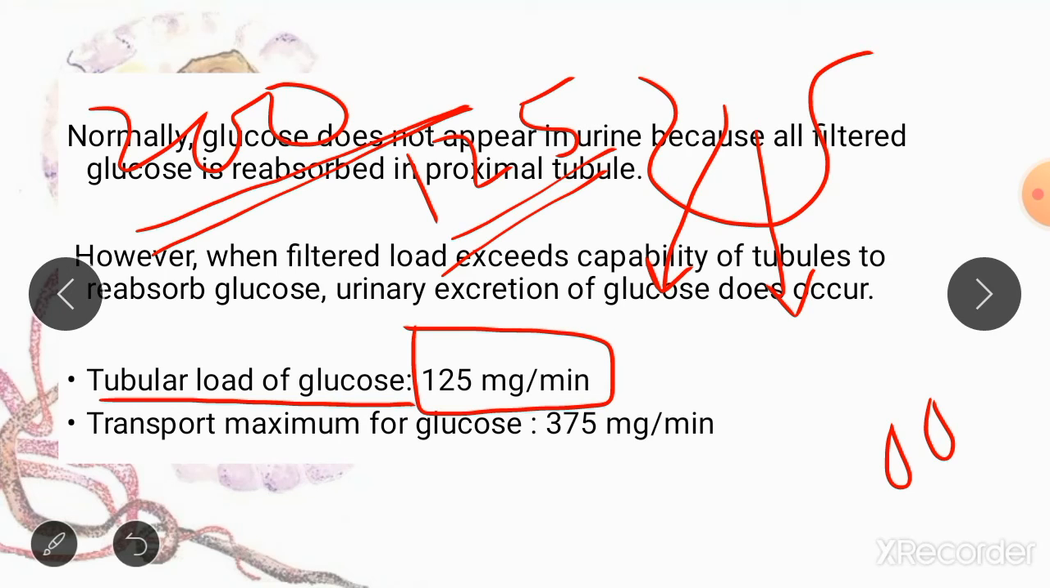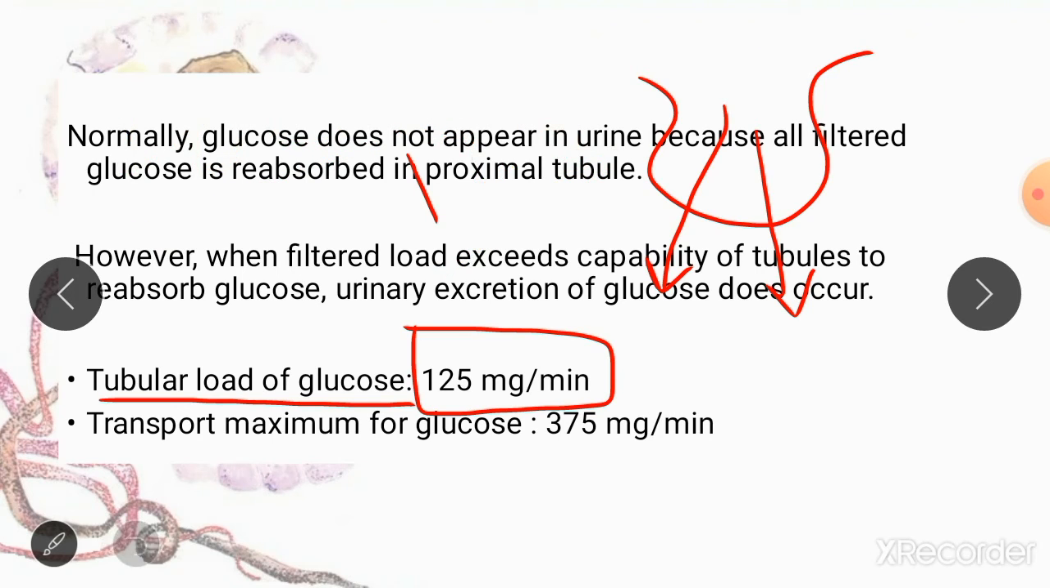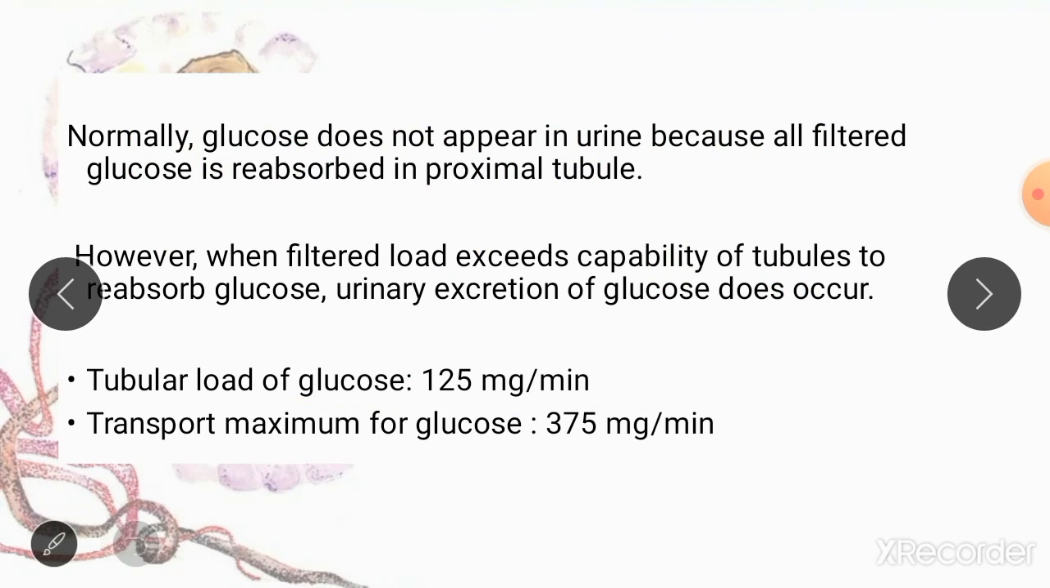And when the glucose concentration in your blood increases further, there comes a time when all of this glucose is going to appear in the urine, and the concentration at which this happens is known as the transport maximum, and it is around 375 milligrams per minute. So let me explain this with the help of a graph. I hope you understood these three terminologies. Now let us put these three terminologies into a practical graphical representation.